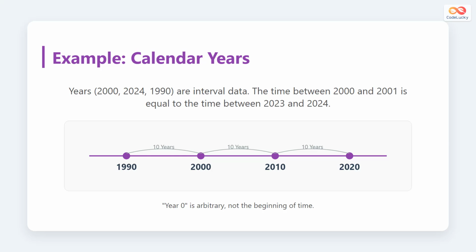Another great example is calendar years. The year 2000, 2010, and 2020. The time difference between each of these is exactly 10 years, but notice there is no year 0 that represents the beginning of time itself. The starting point of our calendar is arbitrary.